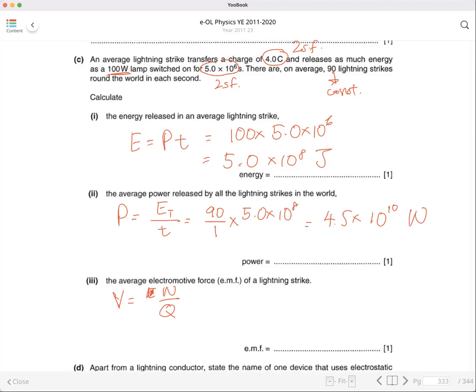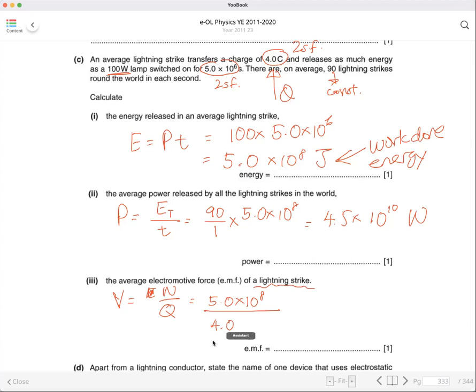Okay, lastly, all of you try the last one. Oscar, can you try this again? Pei Kwan, what's your answer for part 3? Okay, so one lightning strike produces this amount of work, which is the same as energy. So your W here will be 5.0 times 10 to the power 8. Then what is your Q? Q is written here. Your Q is 4.0 C. So therefore, what's your answer here?